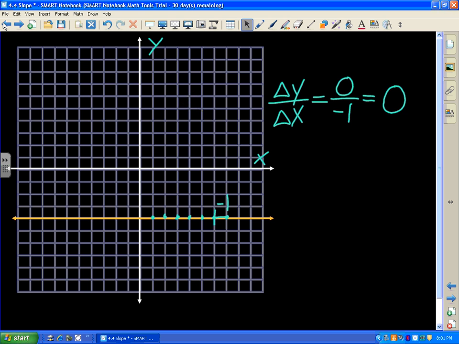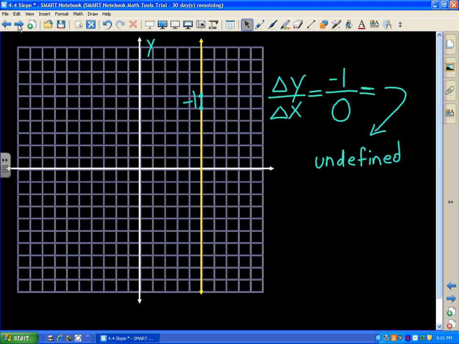Quick recap of a horizontal line. A horizontal line will have a slope of 0, while vertical lines have an undefined slope.